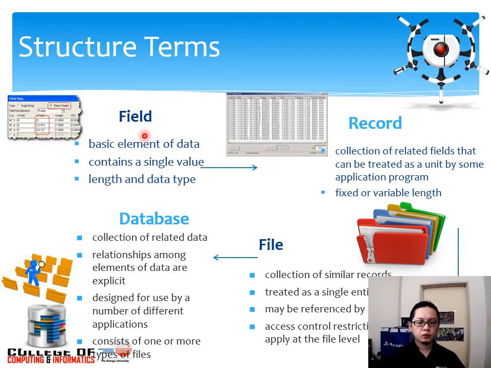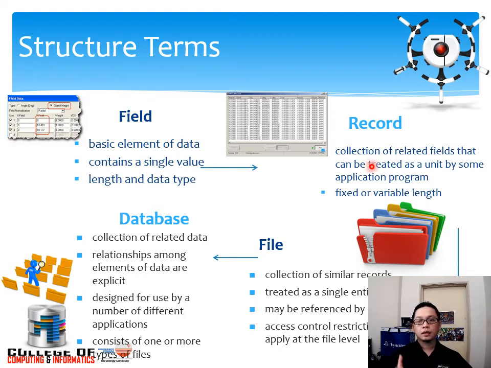After that, if you have a compilation of those fields of data, you have a record. For example, your student record contains fields such as your student ID, your name, and perhaps your address. So that collection of fields constitutes the record.